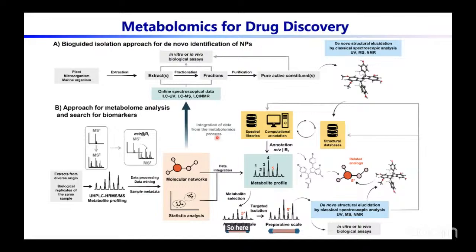So here is an illustration of the application of metabolomics in drug discovery. For instance, you can monitor how the drugs are metabolized into metabolite products, and you can also monitor the change of other metabolites, for instance, in an animal model, to see, for instance, in the blood.